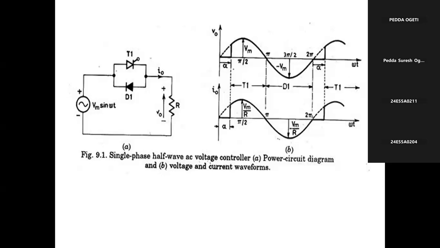Today I'll explain the fifth unit. The fifth unit has two parts. One is AC voltage controller, another one is cycloconverter.